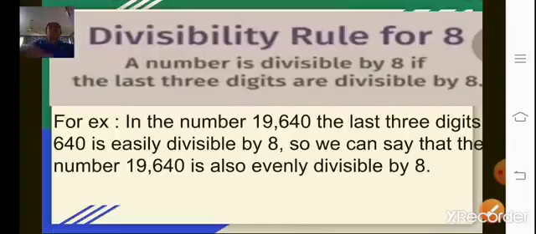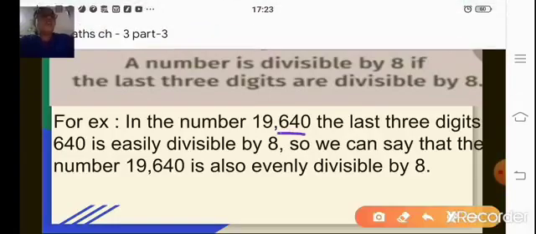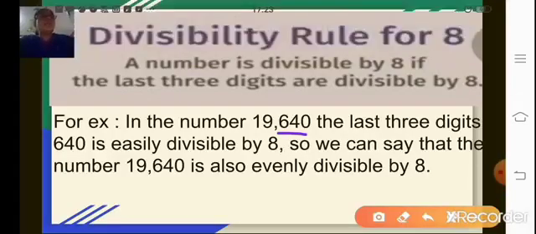Coming to the next one, the divisibility rule for 8. Now what is the divisibility rule for 8? A number is divisible by 8 if the last 3 digits are divisible by 8. Now see here, the example is given: 19,640. Now which are the last 3 digits? The last 3 digits are 640. Now this 640 is easily divisible by 8. 8 8s are 64 and this 0, correct? So 640 is easily divisible by 8.